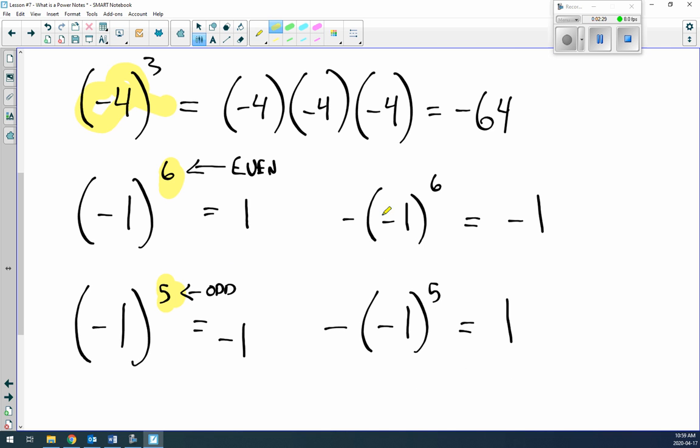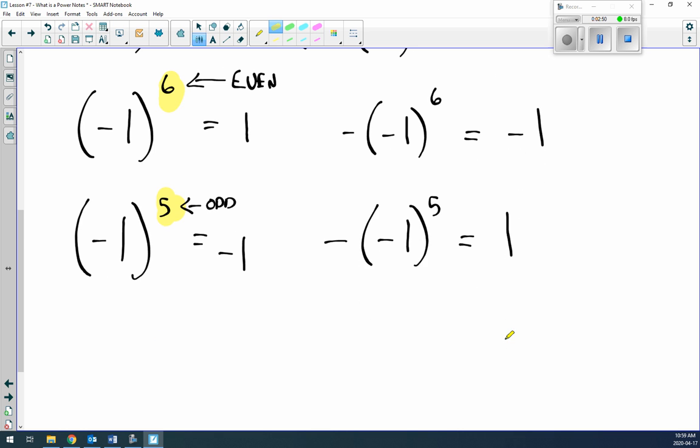Okay, what happens if we do this now? Negative 1 to the 6. Well, we know this part here, the negative 1 to the 6, is going to be positive, but then we multiply by negative on the outside. It becomes negative 1. What about negative 1 to the 5? That's odd, so we know our answer here is going to be negative 1, and then times the negative is going to be a positive. These are really simple rules, but they'll help you in more complex questions when dealing with positives and negatives.